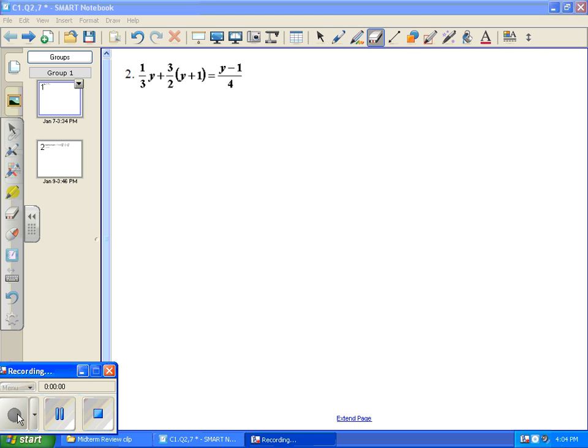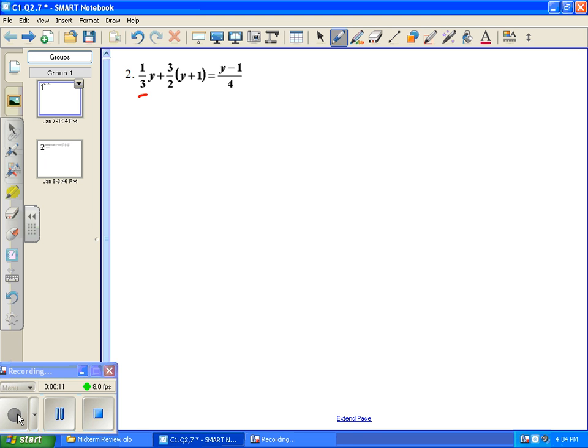So we're going to solve this equation by getting rid of all the fractions first. To do this, we first have to find the common denominator of all three of these fractions, so of 3, 2, and 4. The common denominator for all three of these numbers is 12. To get rid of these fractions, we're going to multiply everything through by 12.